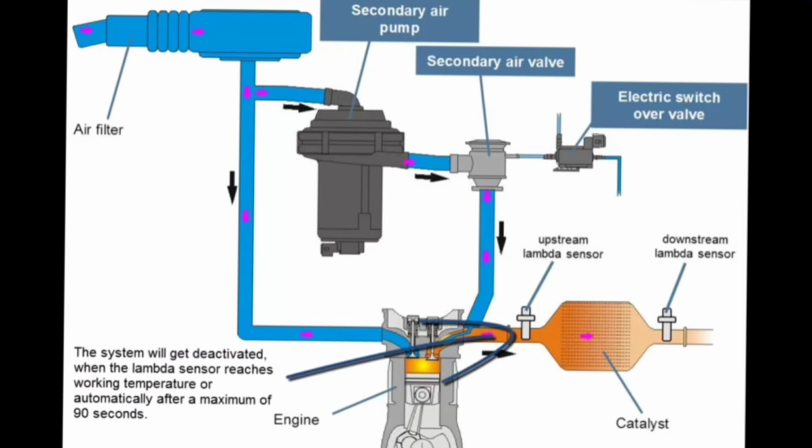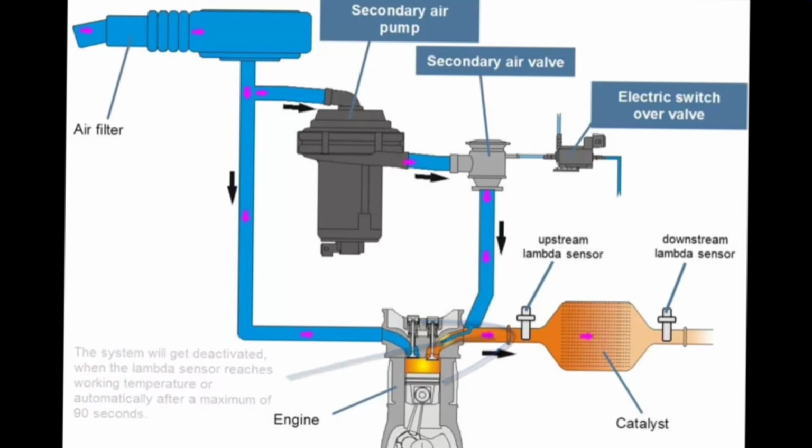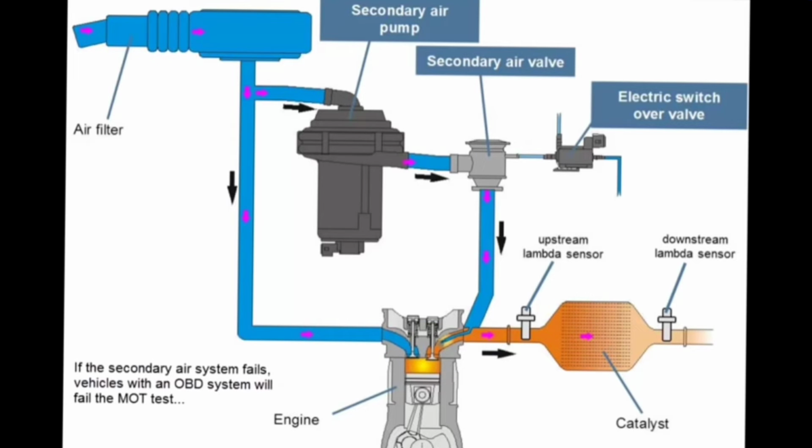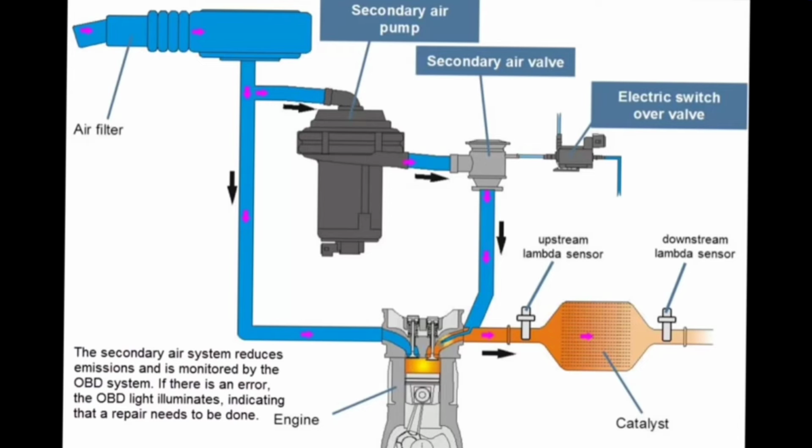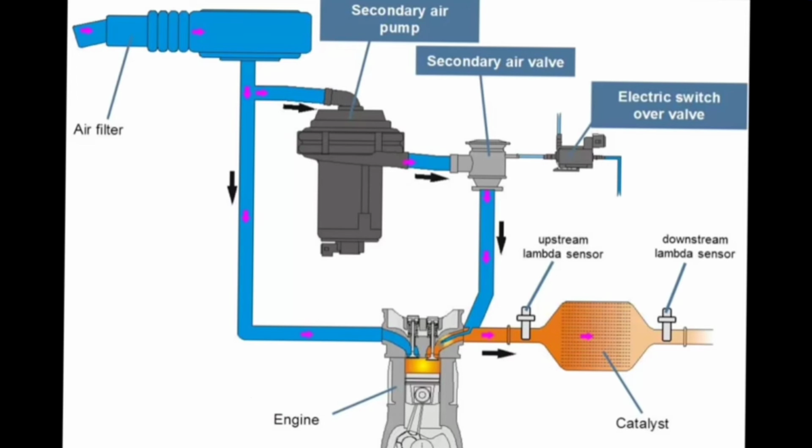The system will be deactivated when the lambda sensor reaches the working temperature, or automatically after a maximum of 90 seconds. If the secondary air system fails, a vehicle with an OBD system will fail the MOT test. The secondary air system reduces emission and is monitored by the OBD system. If there is an error, the OBD light illuminates, indicating that a repair needs to be done.